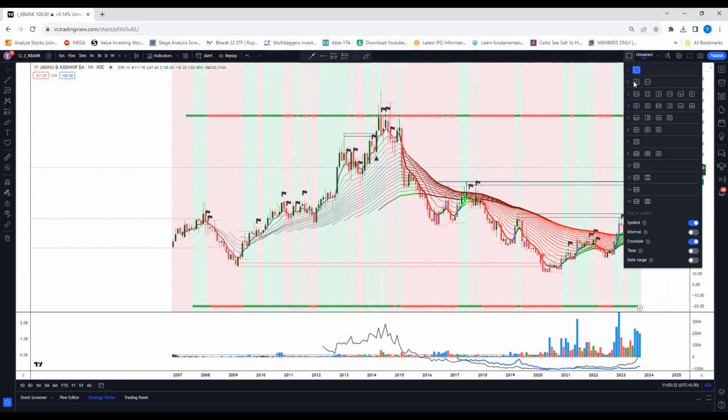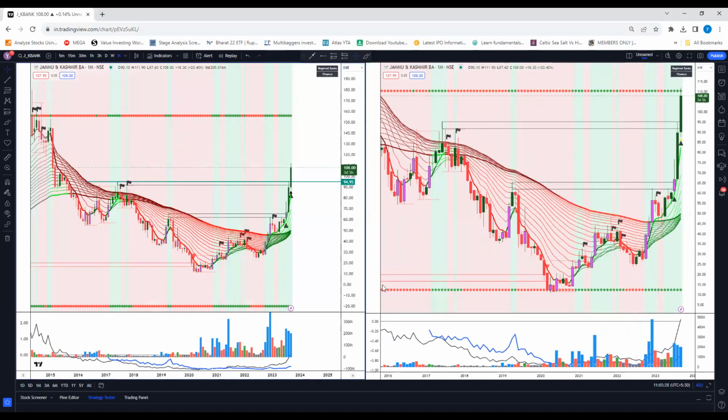Either you like up and down, or you like left and right. It all depends upon you. What I prefer is the first one, the screen divided into two halves. When the screen is divided into two halves, you'll see the right hand side is monthly time frame and the left hand side is also monthly time frame.